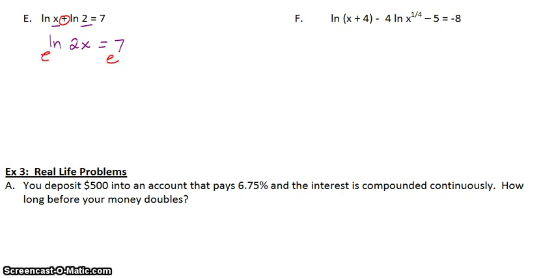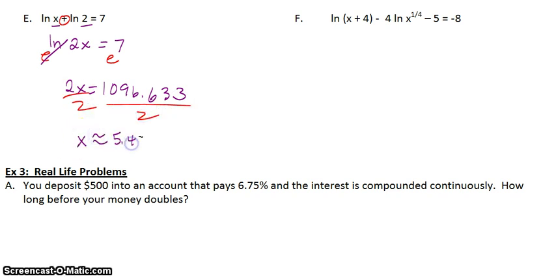I take e as bases on both sides, and e to the 7th power is 1096.633, divide by 2, and I'm left with x is approximately 548.317.